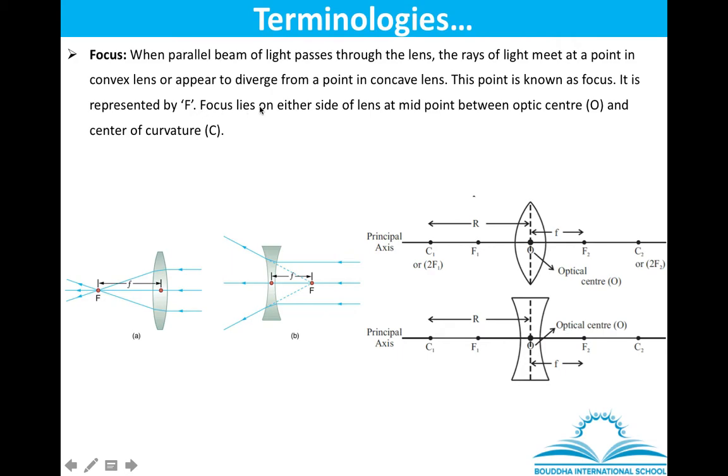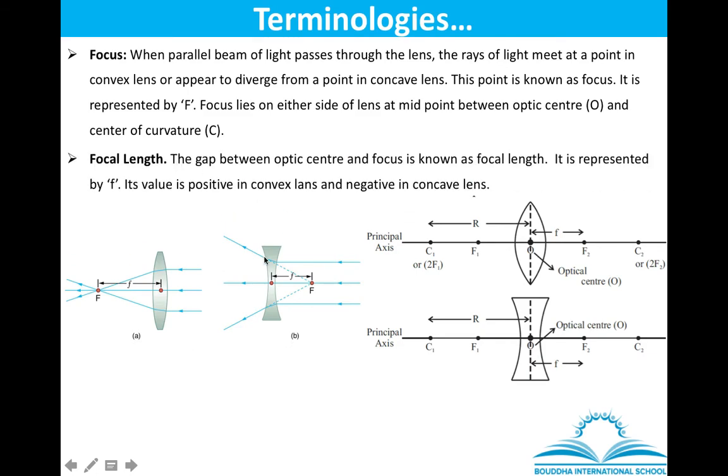And this focus is represented by capital F, and focus always lies on either side of the lens, meaning both sides of the lens, exactly at the midpoint between the optic center and the center of curvature. It lies at the midpoint.